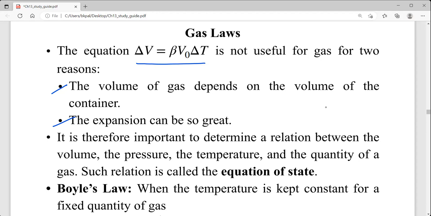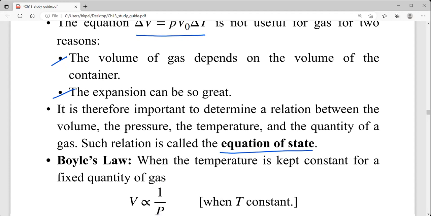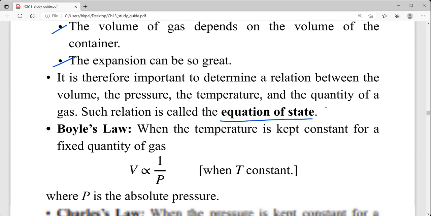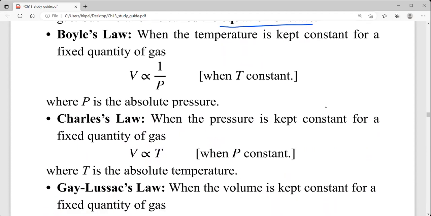Now what to do when we deal with gas? When we deal with gas, we need to determine a relationship between volume, pressure, and temperature, and such a relation we call the equation of state. The equation of state is basically a combination of three gas laws that you are going to learn now. The three gas laws are Boyle's law, Charles' law, and Gay-Lussac's law. So let's learn one by one.